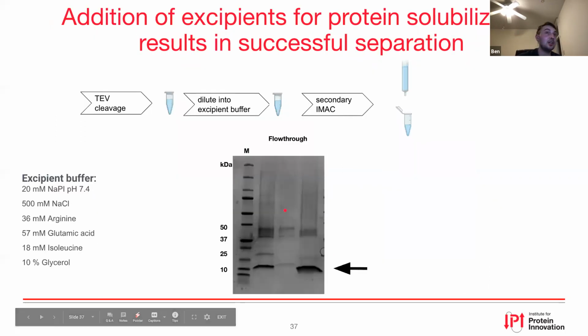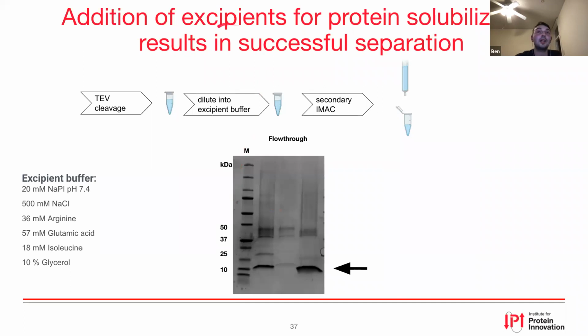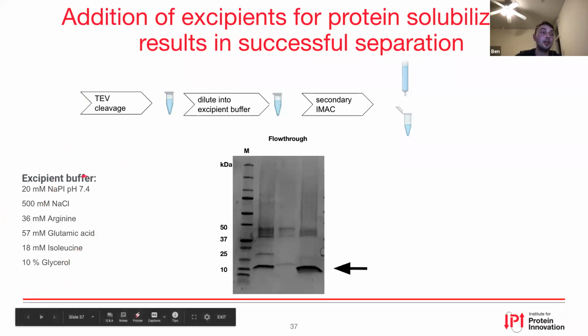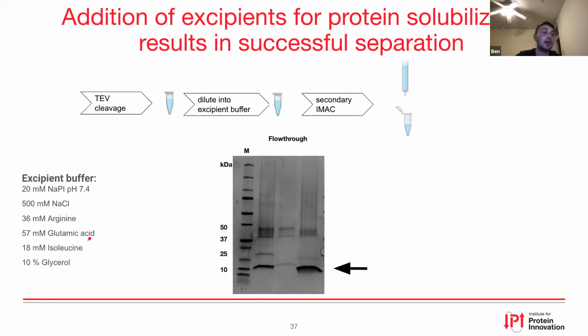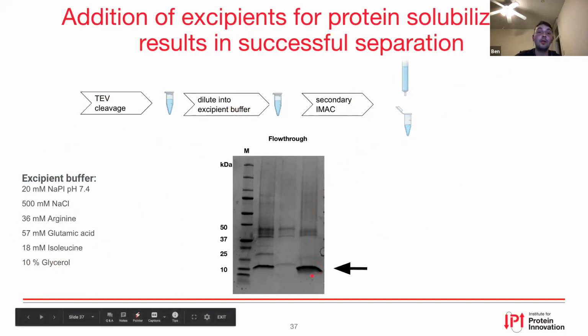And short of adding detergents, we decided to try excipients. Excipients are additives we can add to our buffer to make proteins more soluble or more stable. And in the literature, we found this excipient buffer, which has arginine, glutamic acid, and isoleucine. And so if I dilute my TEV cleavage protein into this buffer and repeat the secondary IMAC step, now I get my protein in the flow through. So really happy about that. So I got some protein to do some further characterization with.